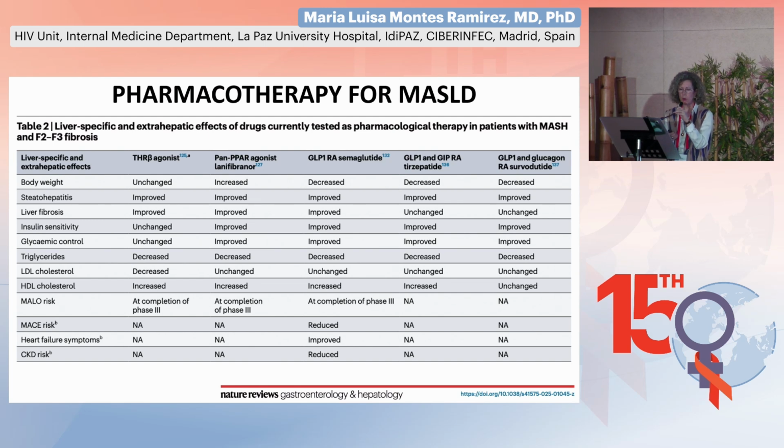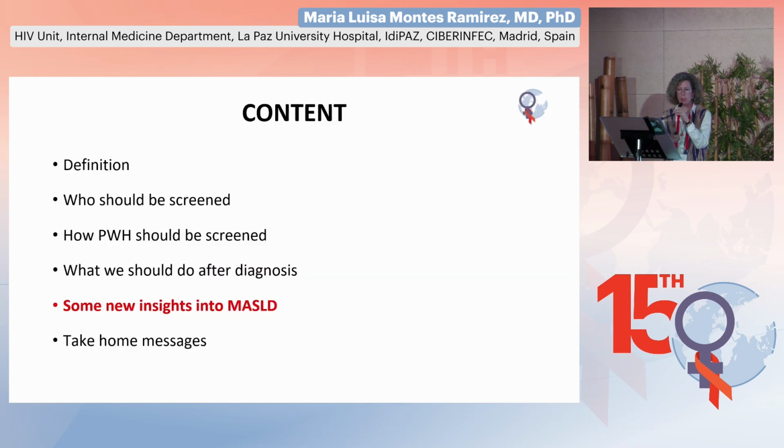GLP-1 agonists are opening new perspectives in the treatment of MASLD. And nowadays, they are one of the most important drug therapies. To finish, I would like to review some of the more recent research in MASLD that I'm sure will change our understanding and approach of this condition in the coming years.